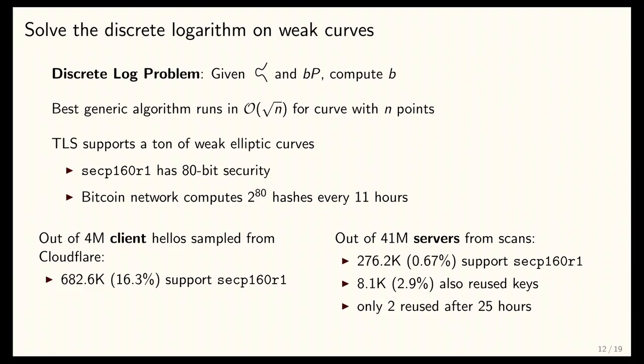keys. So for these hosts, if we were able to solve the discrete log on this 160-bit curve, or this curve with 80-bit security, in under 25 hours, then we would be able to do the CurveSwap downgrade attack. However, it's still not quite a practical attack because I don't have the power of the Bitcoin network in my lab.